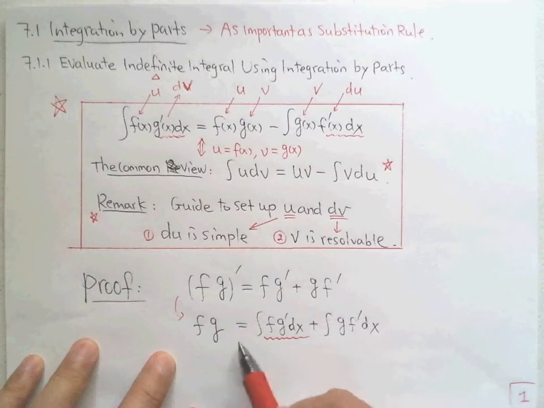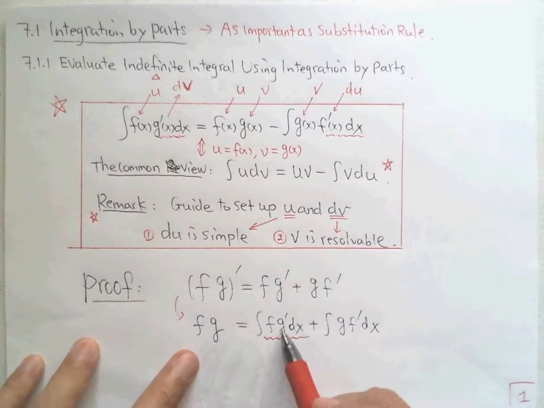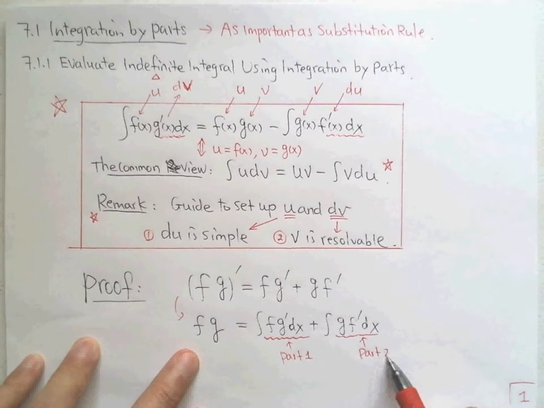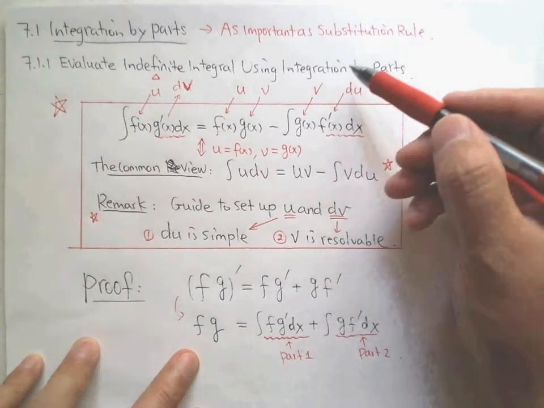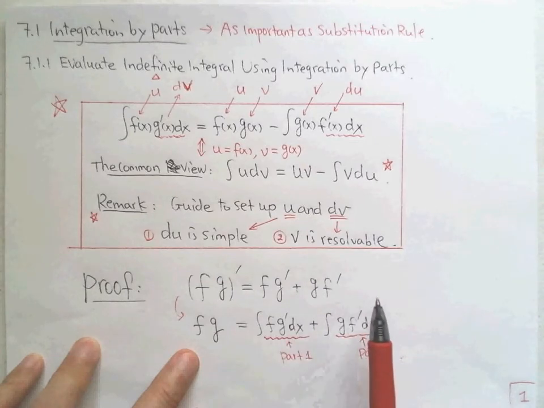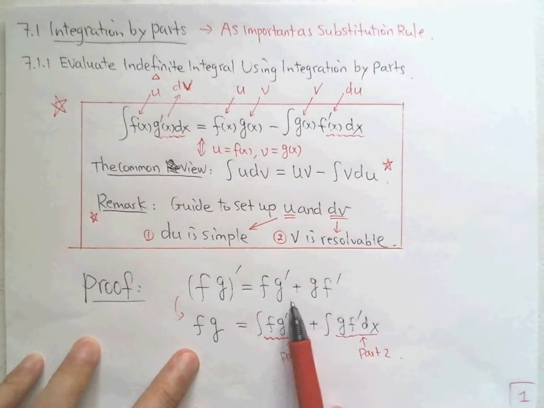Everyone, can you look at it? fg can be separated into two parts. Usually we call this the first part, and if I say this is part 1, can you see this is part 2? So why do we call it integration by parts? That's the reason: because we have the first part and the second part.